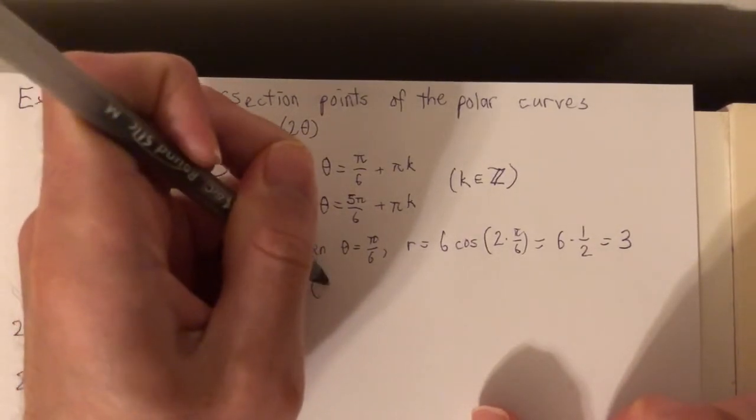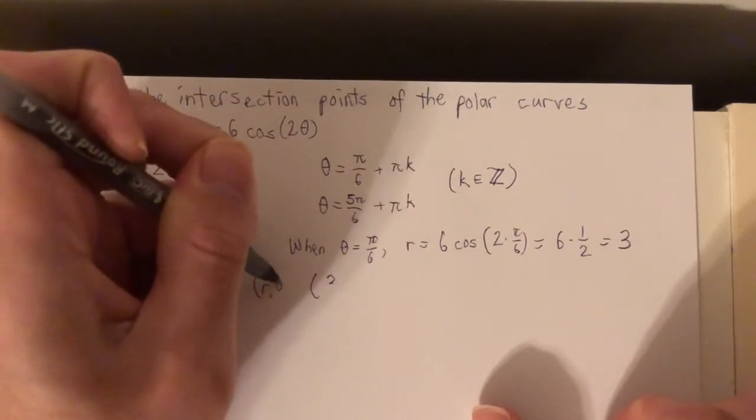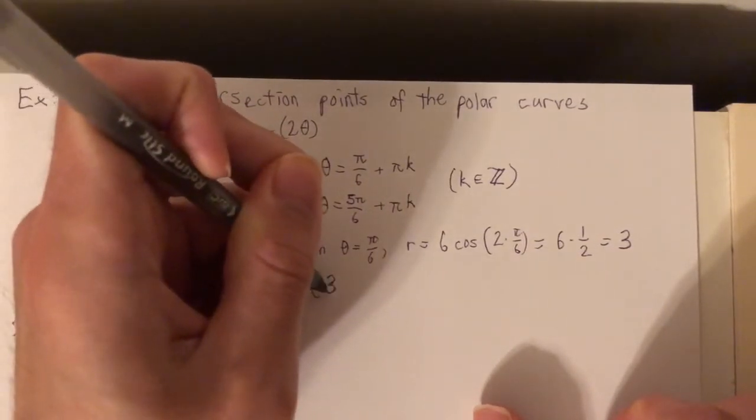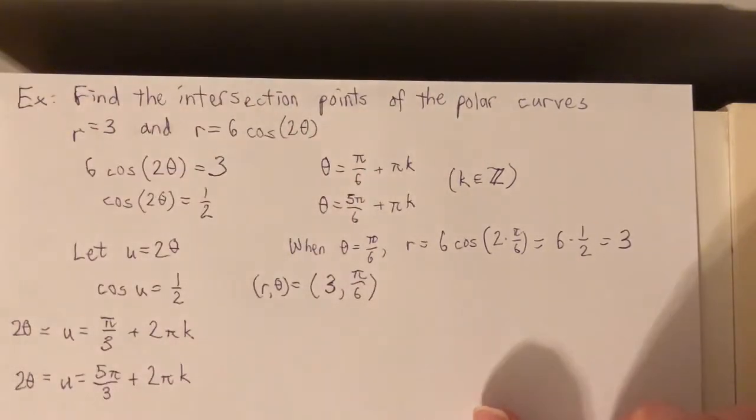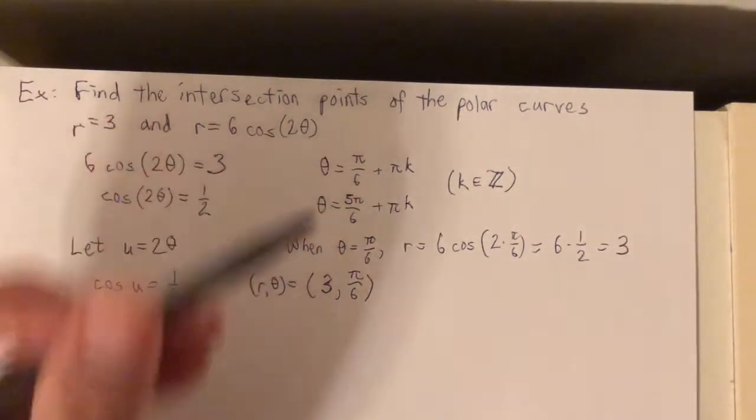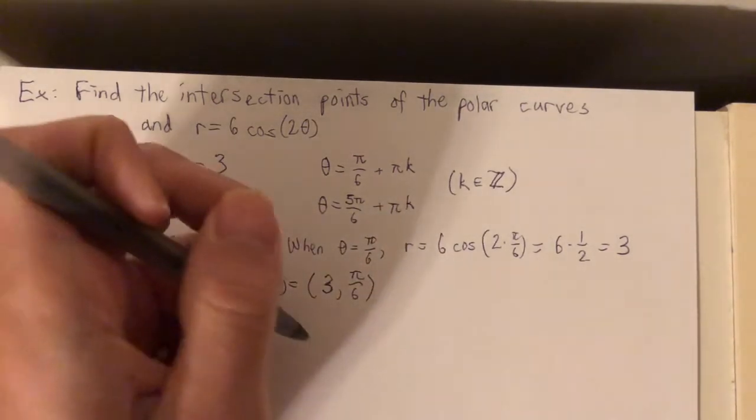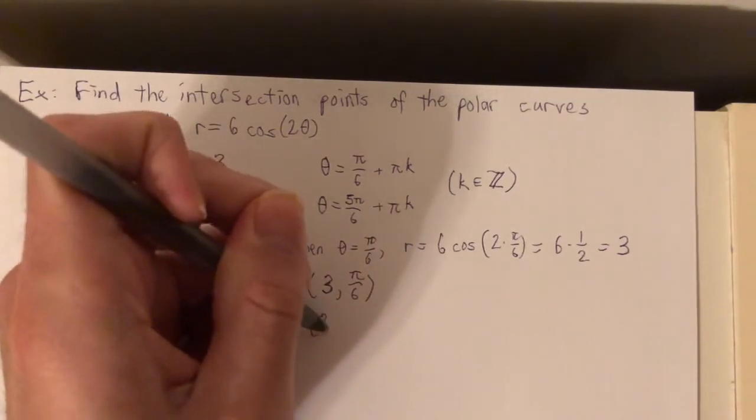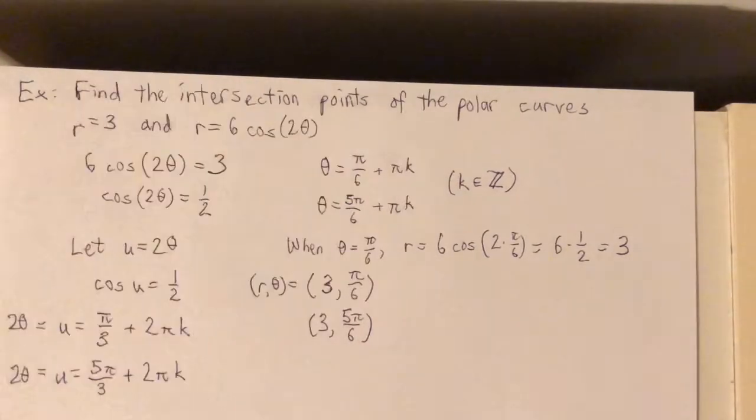So that tells me that I can write down r comma theta equals 3 comma pi over 6. This is one intersection point. And likewise, if you go through the same exercise with the second equation and k equals 0, you get 3 comma 5 pi over 6. There's another intersection point.